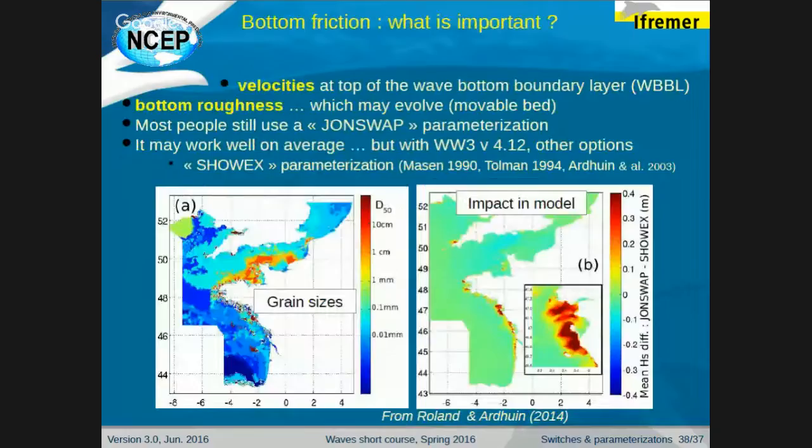So the bottom type can have a big impact on the friction. It's also true on the US East Coast and the North Sea. I mean, off California, it's pretty deep, pretty fast. So I'm not sure there's much friction going on.